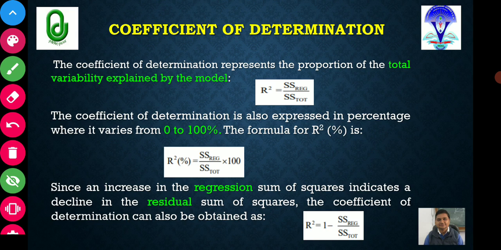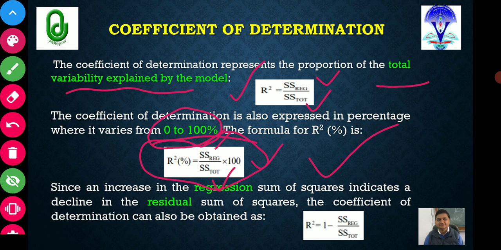Now, the coefficient of determination represents the proportion of total variability explained by the model. So R square is equal to the sum of squares due to regression, that is the sum of squares due to the independent variable, divided by the sum of squares due to total. Sum of squares due to total means variation in that particular dependent variable. The coefficient of determination is always expressed in percentage, where it varies from 0 to 100%. So the formula for R square is the sum of squares due to regression divided by the sum of squares due to total, into 100. This is a very important formula.